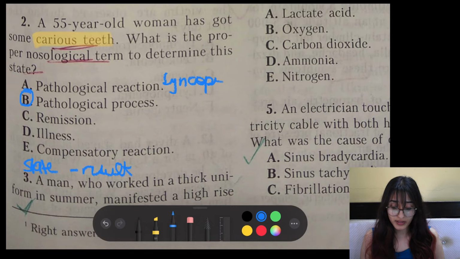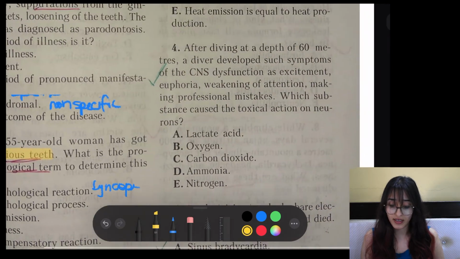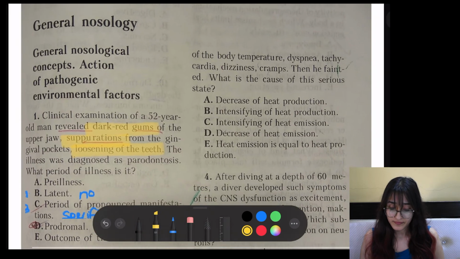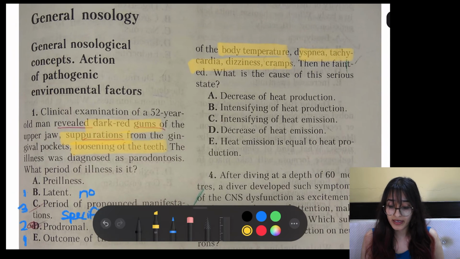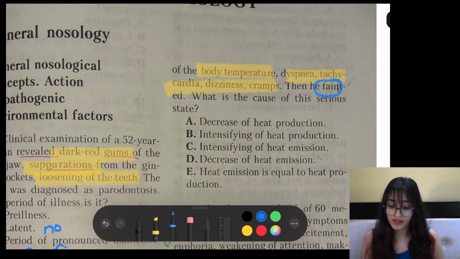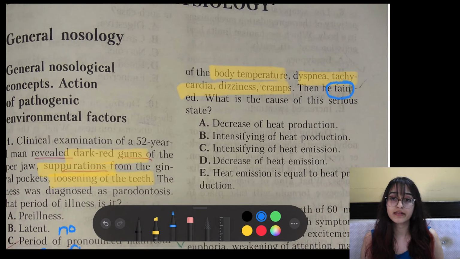A man who worked in a thick uniform in summer manifested a high rise of body temperature, dyspnea, tachycardia, dizziness, cramps, and then he fainted. And what is the cause of this serious stage? So here they are talking about hyperthermia.